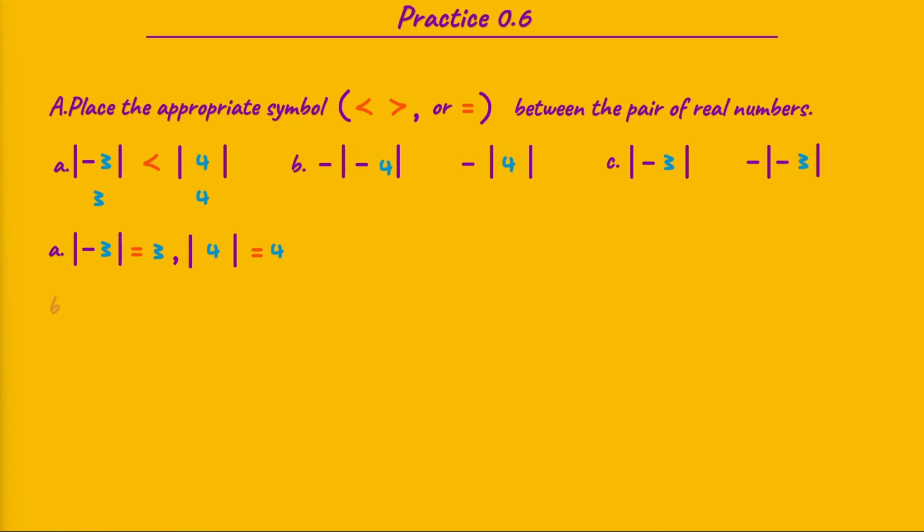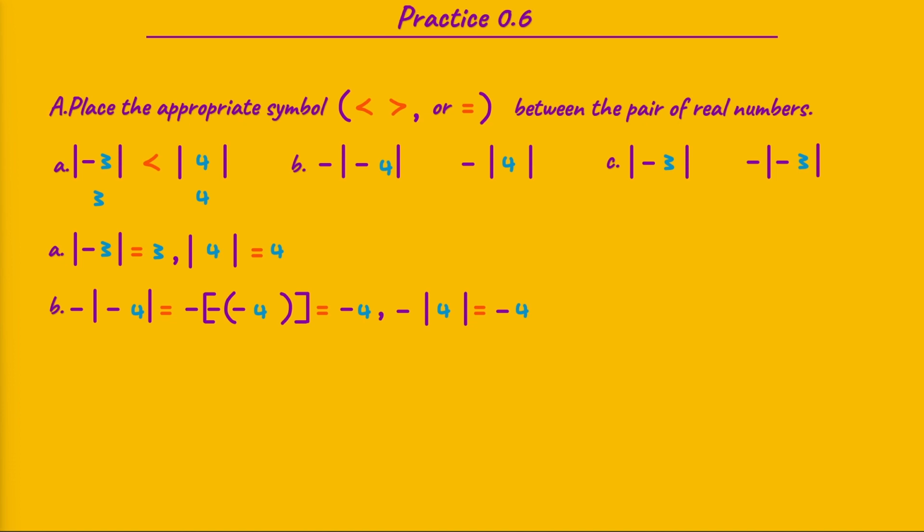The next pair of numbers, we have the negative of the absolute value of -4. So the absolute value of -4 is +4, and it will be multiplied by the outside negative, so the answer will be -4. And we also have negative multiplied by the absolute value of 4. So the absolute value of 4 is 4, and it is multiplied by the outside negative, so the answer will be -4. So they are equal.